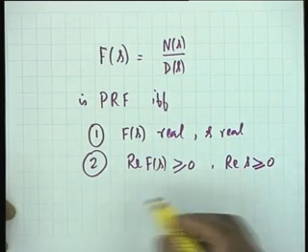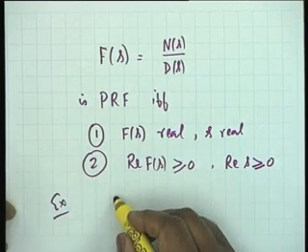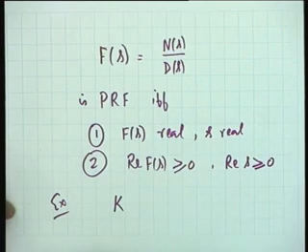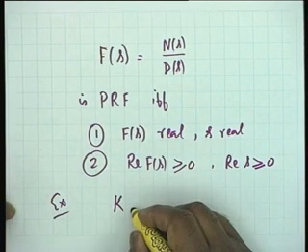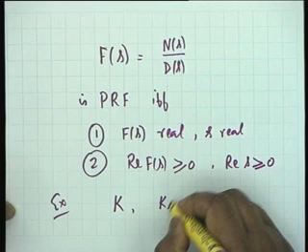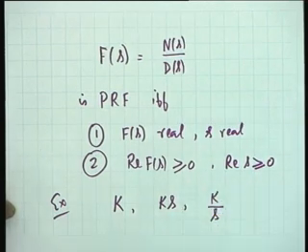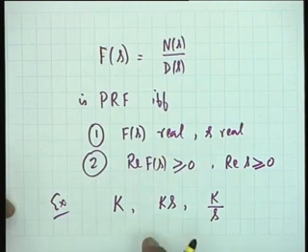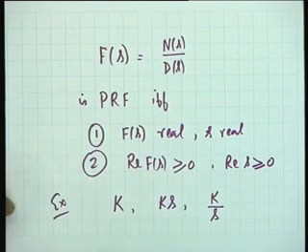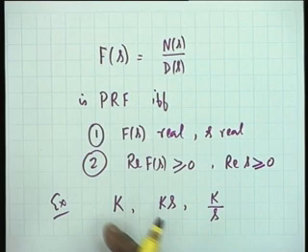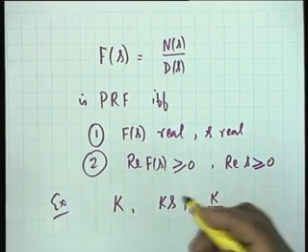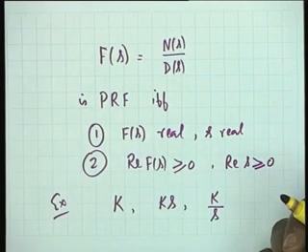From the definition itself, we showed simple examples of positive real functions. For example, K, which is real and positive K, is a positive real function. Ks is a positive real function. K by s is a positive real function, and you can see that these three elements correspond to resistor, inductor and capacitor. Impedances of resistors, capacitors and inductors, or admittances. So, any combination of them.